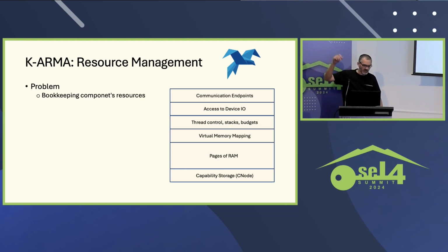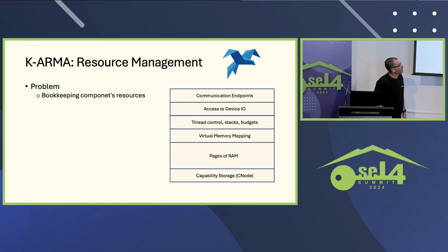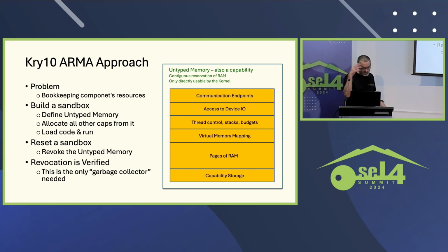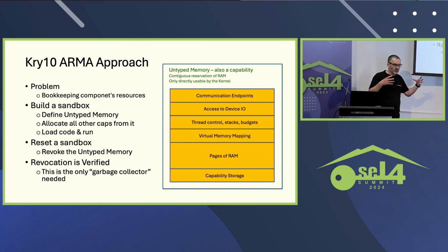There's a lot of stuff there, and it's potentially quite complex bookkeeping, keeping track of all of that. So what we do in Kry10 OS is we basically build a sandbox for an application, for a component, based on an untyped. So we reserve an untyped for the application, and then we allocate everything for that application from that single untyped, right?